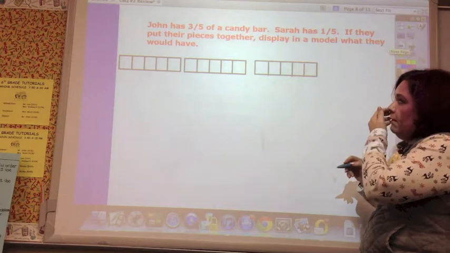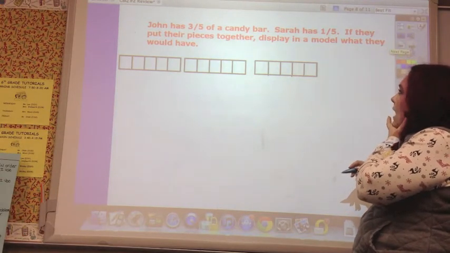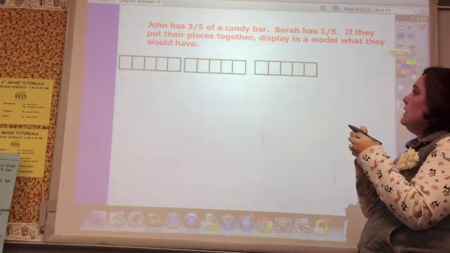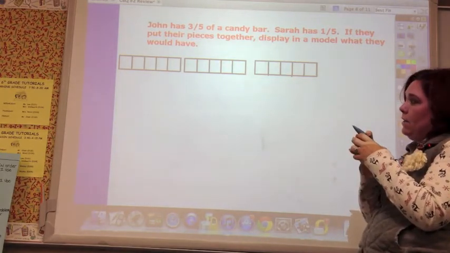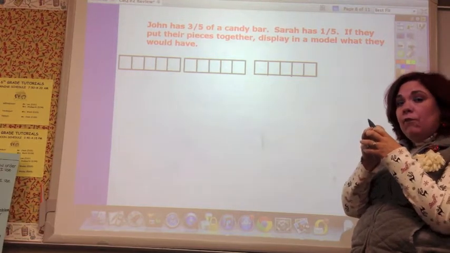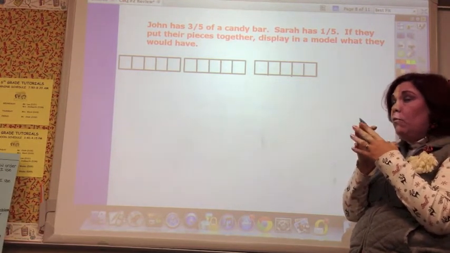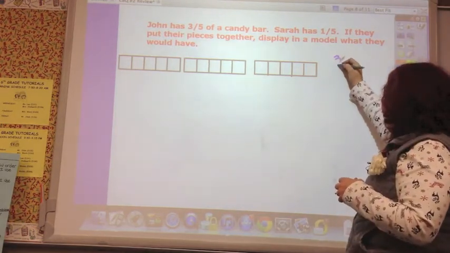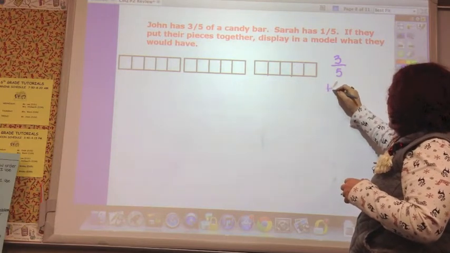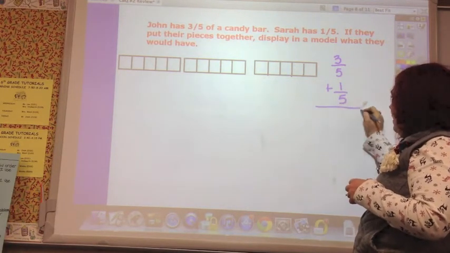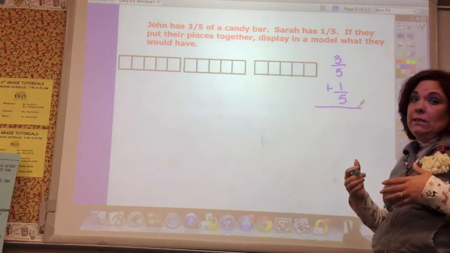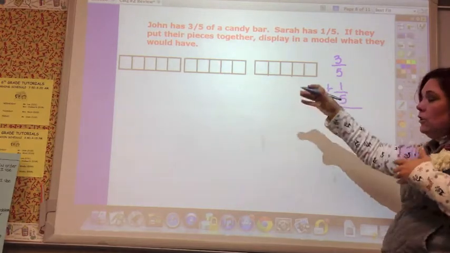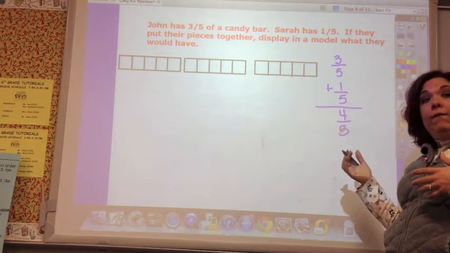Okay, John has 3/5 of a candy bar. Sarah has 1/5. If they put their pieces together, display in a model what they would have. So let's do the math first of what that addition problem would look like. Because it is addition, we're putting them together. And so it would be 3/5 plus 1/5. And my denominator is the same, so that's real easy. So what would that total? That would total 4/5. So my answer in this model needs to look like 4/5.